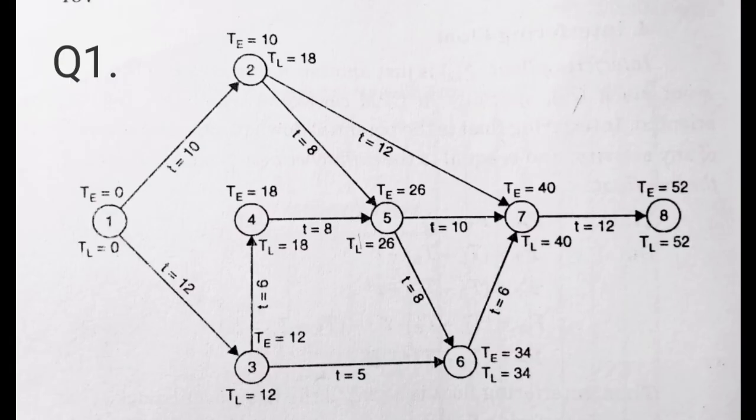So this is practice question number 1. In this question you are already given TE and TL values from the question itself. So you can just substitute from this figure, or you can get these values into a table like we did just before.